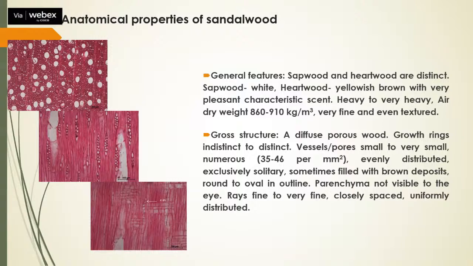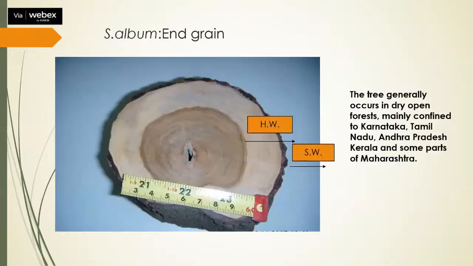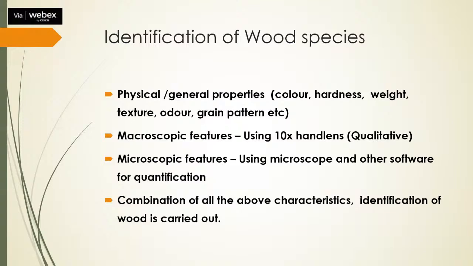Coming to the anatomical properties of sandalwood, as already told, how we identify or describe any wood, in this case whatever I am describing is of sandalwood. In the general features, the sapwood and heartwood are distinct. Here you can see two distinct wood colors. The center one is the dark colored wood, and the outer is the sapwood portion. The center heartwood is the source of the essential oil.